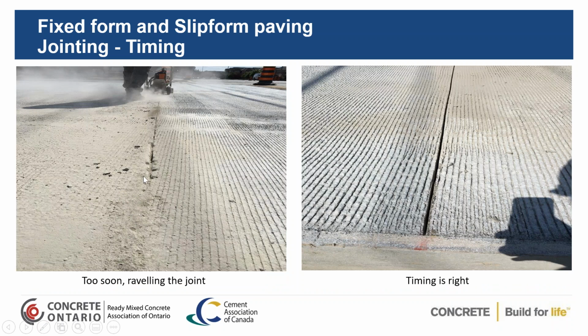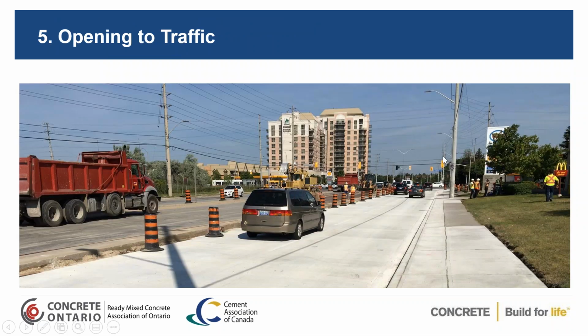So here's some timing. If you go in too early when the concrete's still green and you haven't used an early entry saw, you're going to get raveling or spalling at the joint because the strength of the paste is less than the strength of the aggregate itself, and the aggregates will pop out. So you want to prevent that from happening. So here's a too early sign, and this is great sawing done at the appropriate time.